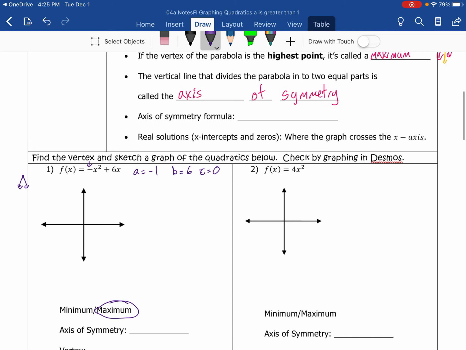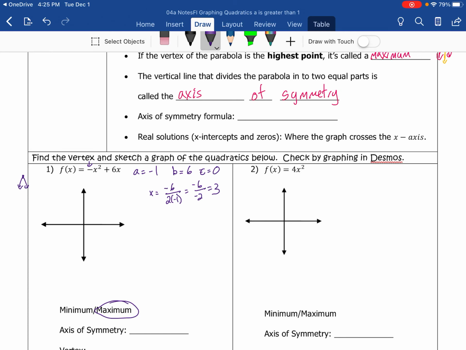So I'm going to find my vertex. I gave you the formula. To find the x value of your vertex, it's going to be negative b over 2 times a. So that's going to be -6 over -2, which is 3. So that's the x value of my vertex.